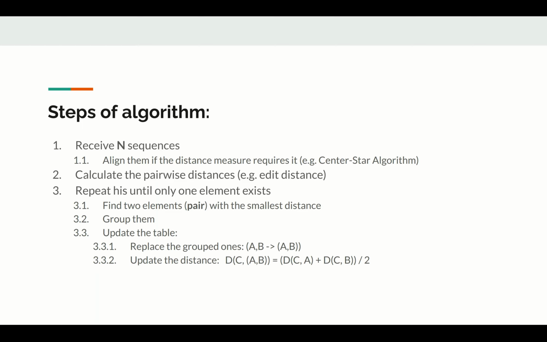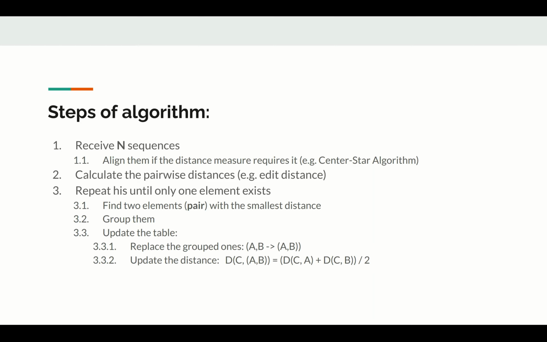How is this algorithm performed? We have, for instance, n sequences, and we consider them to be of the same length, for instance after aligning these sequences using a central algorithm. So we can calculate the pairwise distances. Here we use edit distance, and we're going to see how it works.